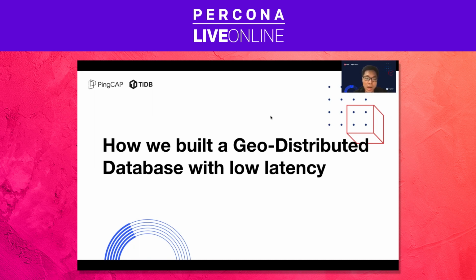Today I'm talking about how we build a geo-distributed database with low latency.